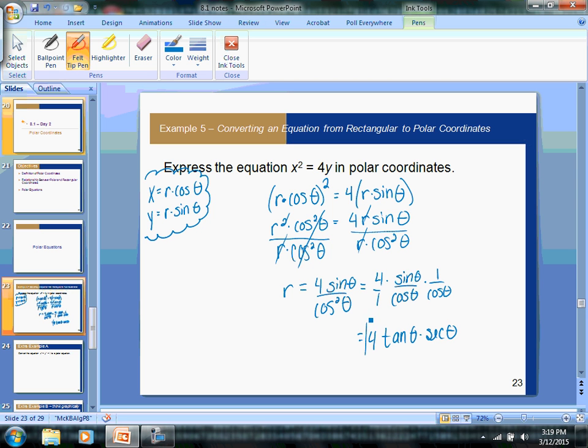So that would be my final answer then for r. So that would be what I would have to graph on a polar coordinate in order to get the same shape that I would in the rectangular coordinate. Now in section 8.2, we're going to talk more about how to actually graph in polar coordinate systems. So that's coming up. So for now, we're just practicing this converting back and forth.